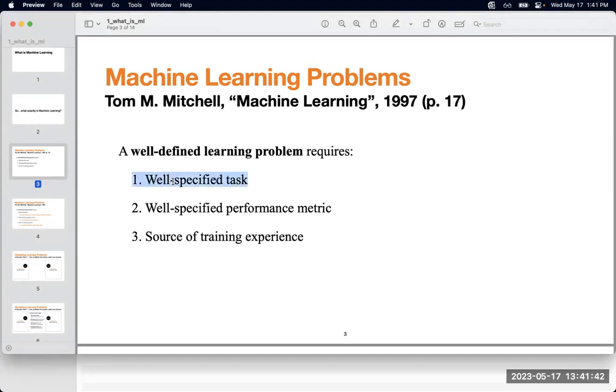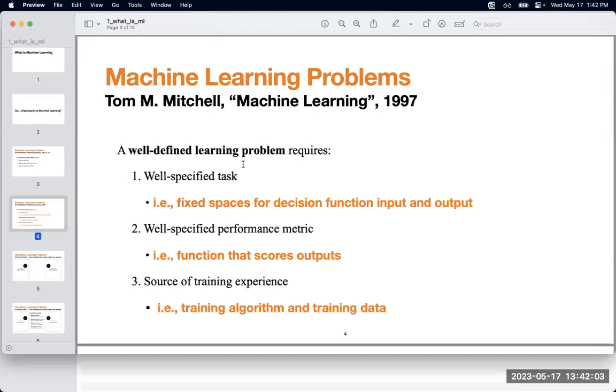The first thing is a well-defined task. The second thing is a well-defined performance metric. And the third thing is a source of training, some sort of knowledge. So some sort of training or experience where the learning problem could learn from. Let's explore a little bit more on those three key points.